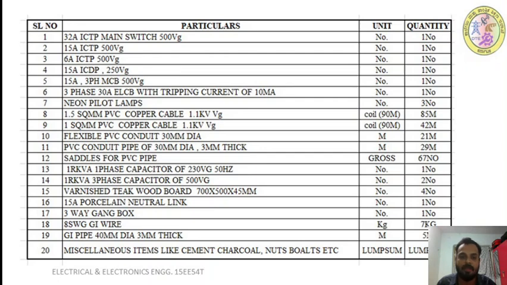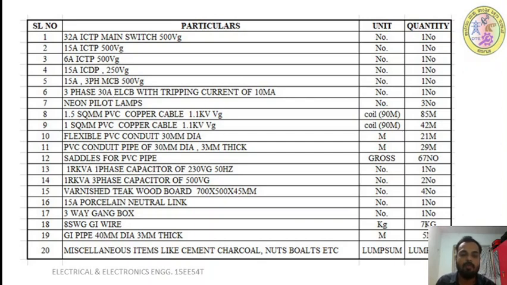The unit is numbers. Next, 1.5 square mm PVC copper cable of 1.1 kV grade. The unit is coil. In a coil you will get 90 meter; we call it a coil. Then what is the total quantity we require? Where all do we require 1.5 square mm? In the grinding machines, and from the main board to the lathe, as we have calculated. Next, add up those cable lengths. Then it becomes 85 meter.